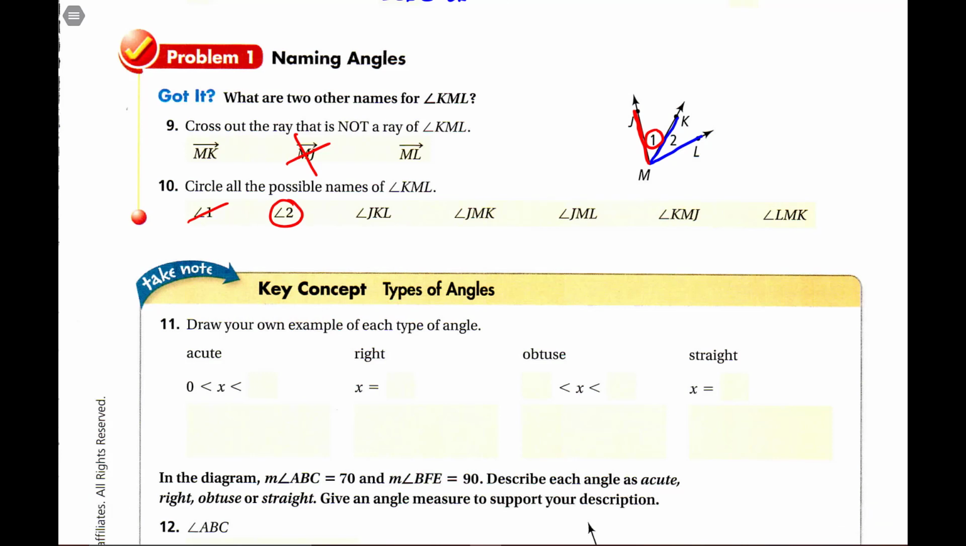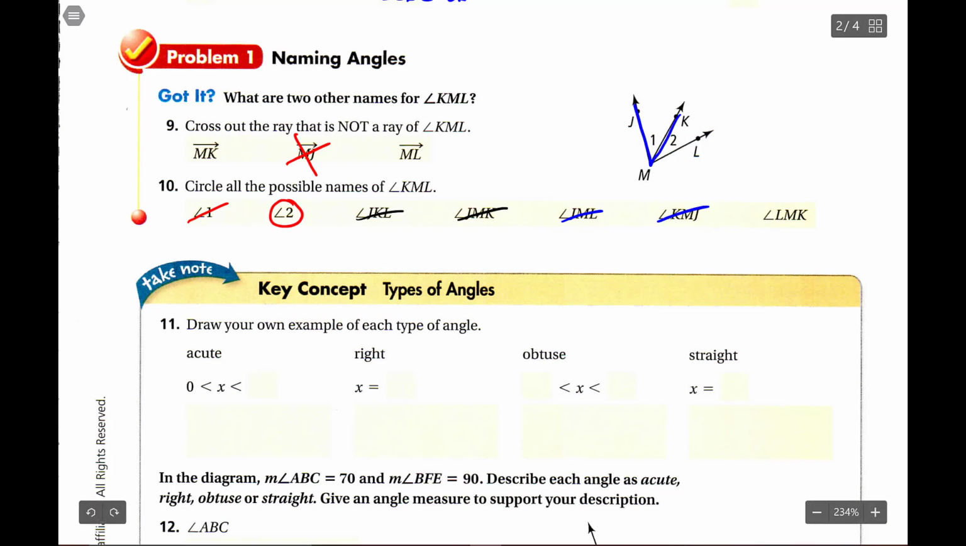JKL violates the naming conventions completely because it goes from J to K and then down to L. So that is not a naming convention for that particular angle. And then we have JMK. So here's JMK. Again, that doesn't work. We have JML. That does not work. It includes our angle, but it's not the name of our specific angle.